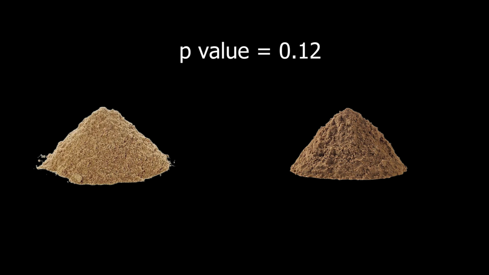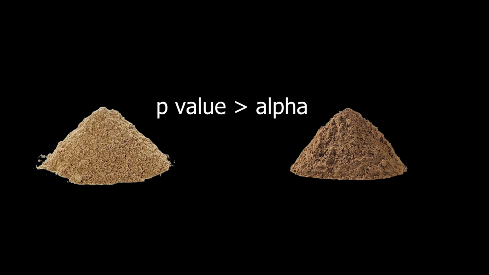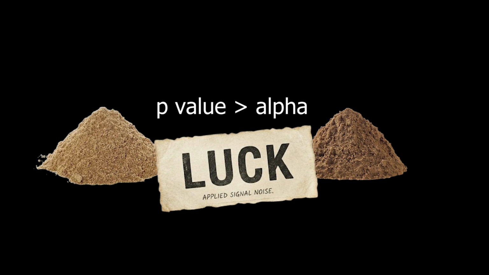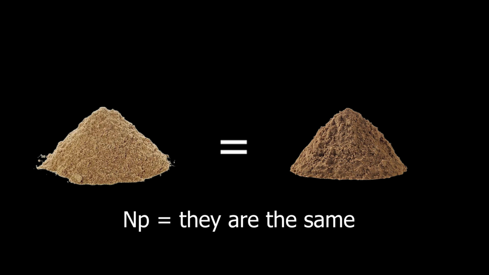It means that a difference like this can happen 12% of the time, meaning it's bigger than our alpha. So we just slap a luck label on it and still hold on to our null hypothesis. In this case, we say that we failed to reject our null hypothesis.